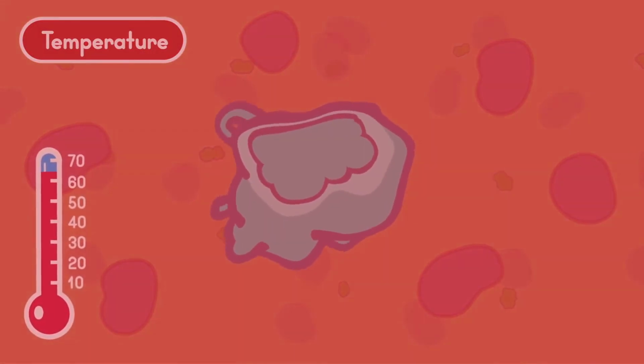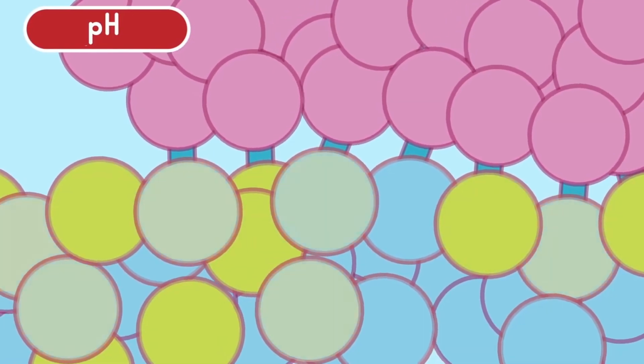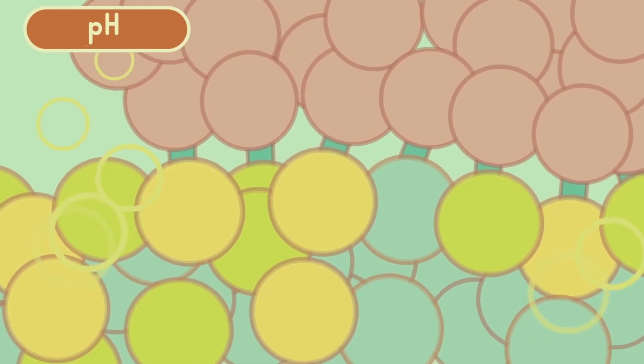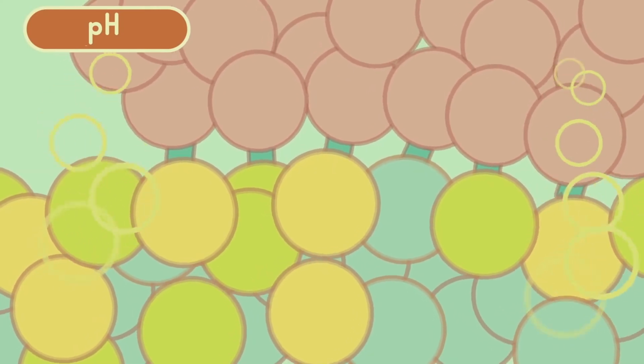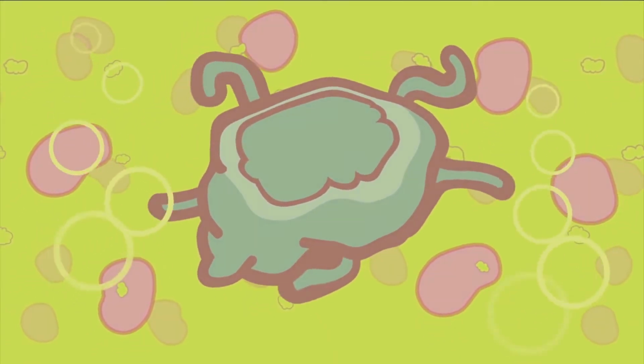Higher temperatures denature enzymes. pH: amino acids present in the active site are acidic or basic. Fluctuation in pH can affect these amino acids, making it hard for substrates to bind. Extreme pH values can denature enzymes.